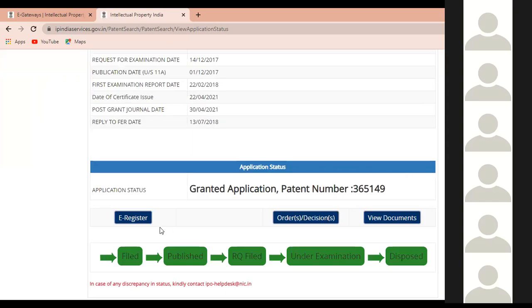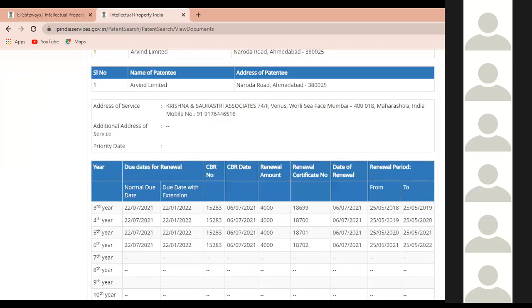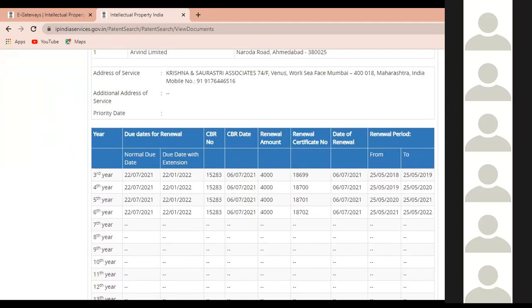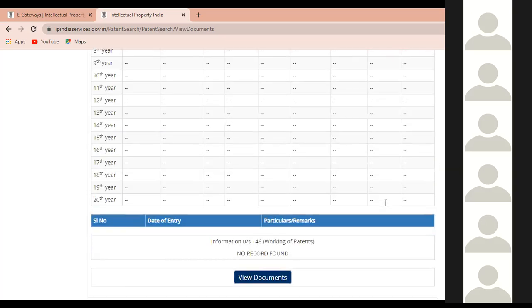ये एप्लीकेशन ग्रांट है. चेक इन द ई रजिस्टर. सो ये एप्लीकेशन 6th ईयर तक रिन्यू हुआ है. ठीक है. अगर एप्लीकेशन अबंडेंट है तो यहाँ पे उसका स्टेटस चेंज हो जाएगा, इनफोर्स वाला जो स्टेटस है वो अबंडेंट स्टेटस आ जाएगा, क्योंकि उन्होंने एन्युटी फीस पे नहीं की है.